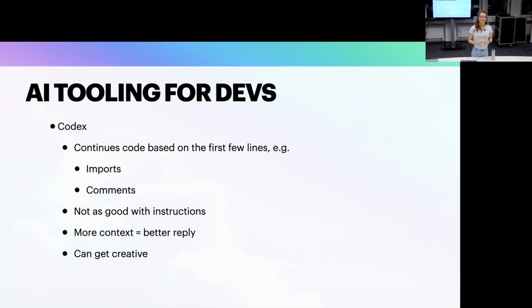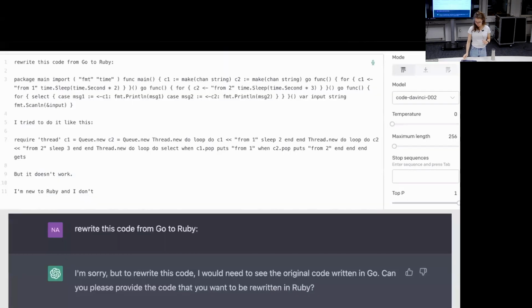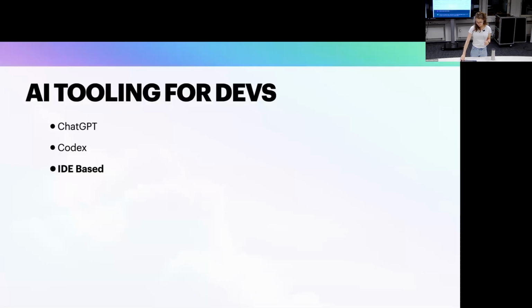Like if you say something like, write code for me, not necessarily, but here too, more context is better and it can get creative. Here's a comparison of me giving as an input, rewrite this code from Go to Ruby, and I did not provide any code. ChatGPT said, I don't know what you want. And Codex was like, okay, let's try. And it rewrote something. So this is kind of a bit of a comparison. When should you use which?